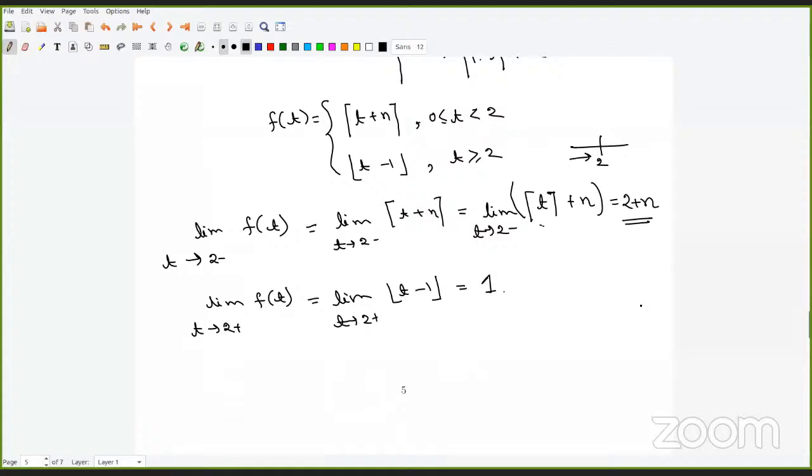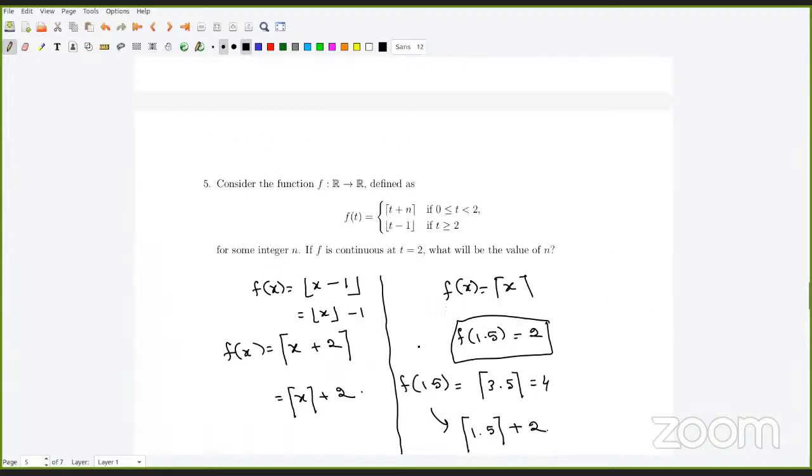So for continuity, these limits should be equal, right? RHL is equal to LHL. Otherwise it is not continuous. On the right hand side, the value is 1, a constant. On the left hand side, it is dependent on n.